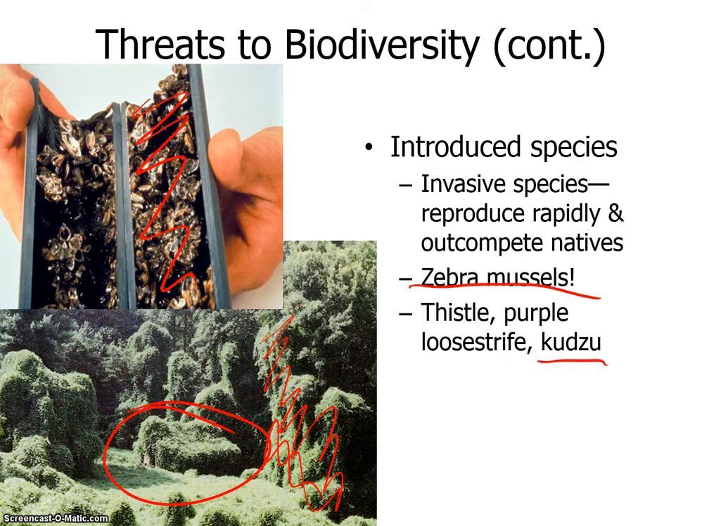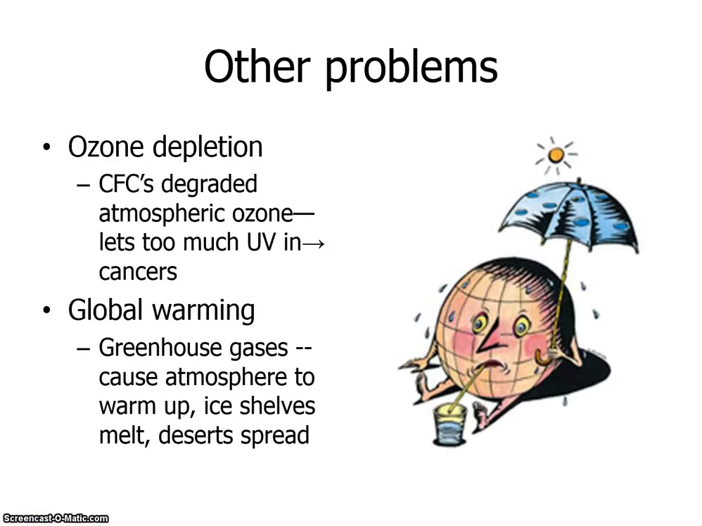So, big problem. Alright, other problems, we have ozone depletion. This is going to be when we have our ozone layer, and we get a hole in here. What the ozone layer is oh so good at is it lets in sunlight, but it also bounces off quite a bit of UV radiation.